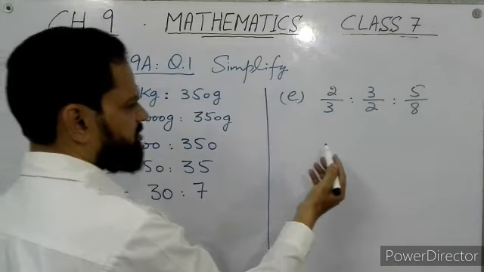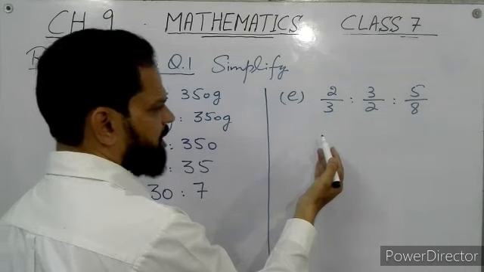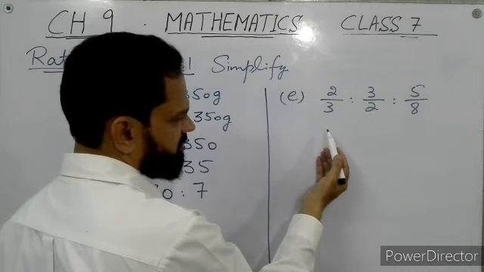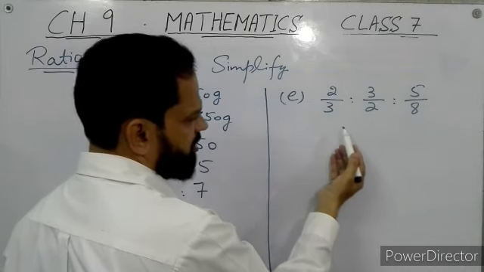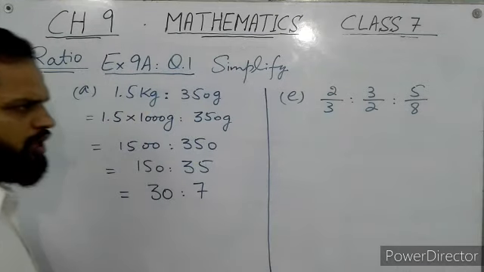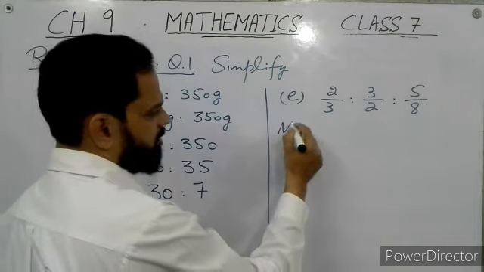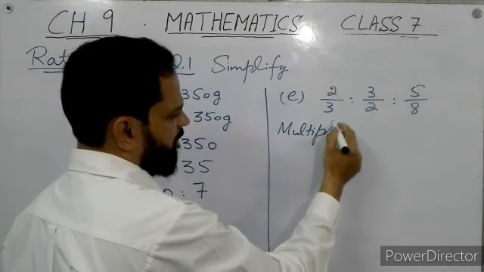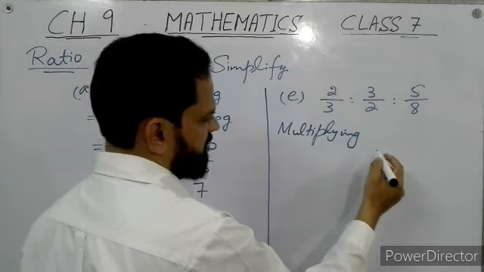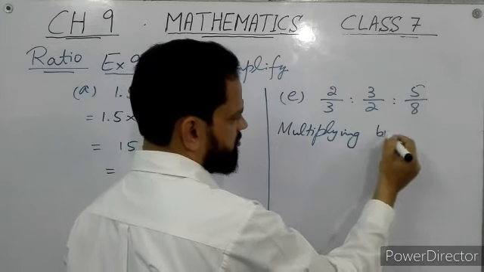We have to simplify this ratio. So first step is you will check the units, but units are not written and the ratio has no unit, so units of the terms are same. Second step is you will remove the fractions. How can we remove the fractions? We will multiply by the LCM of denominators, which is 24.